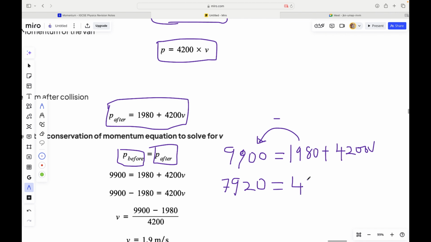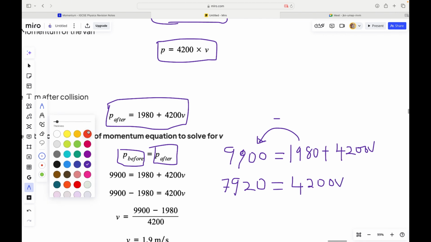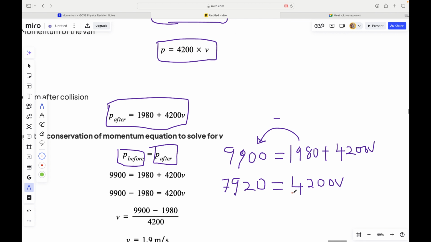So we're going to divide both sides by 4,200 in order to get V. To get V, I divide left and right by 4,200. Divide here by 4,200, you get V on the right, and divide the left by 4,200, we get the value. So this 4,200 cancels this 4,200.